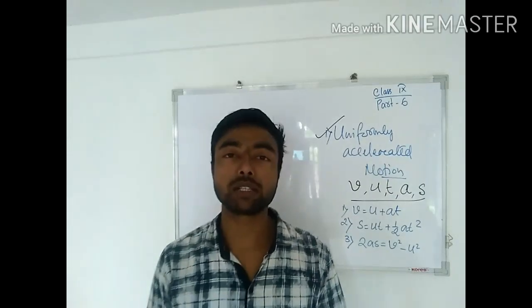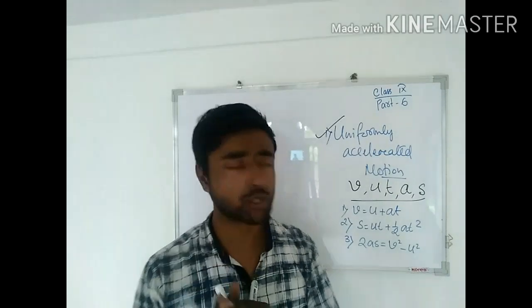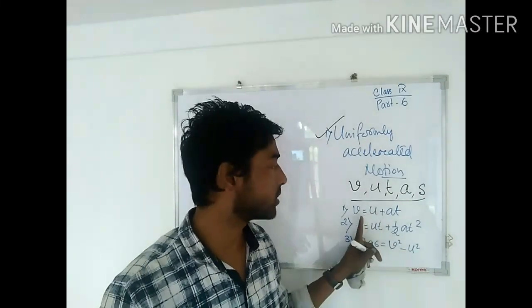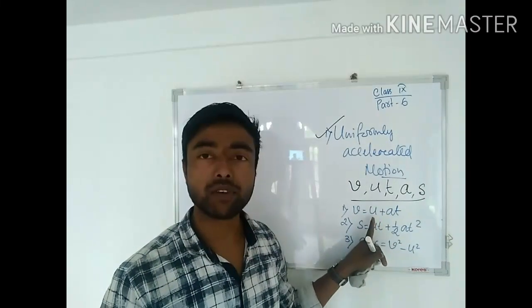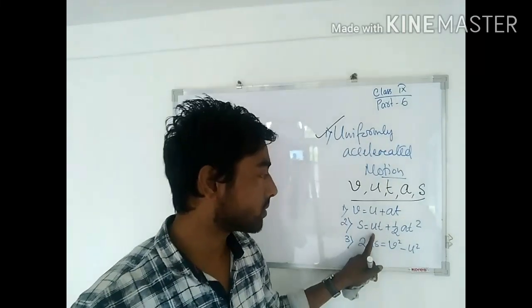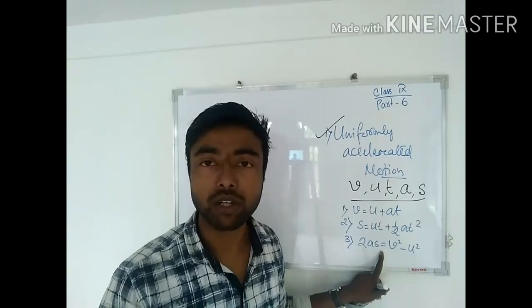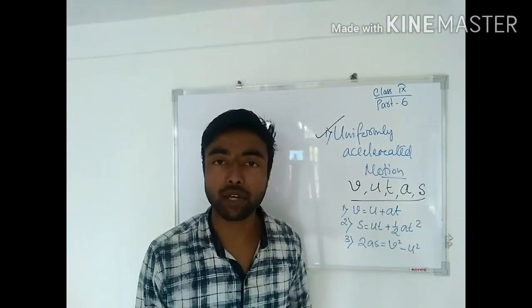These 3 equations are called equations of motion and the name of the first equation is velocity time relation. This is a relation between velocity and time. This is position time relation and this is position velocity relation. And these 3 equations we will derive. How we will derive?